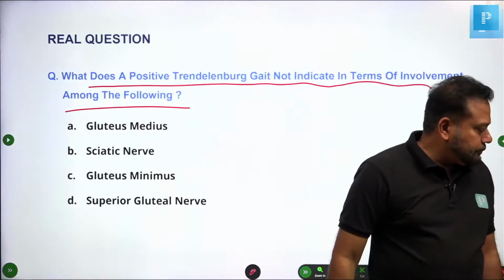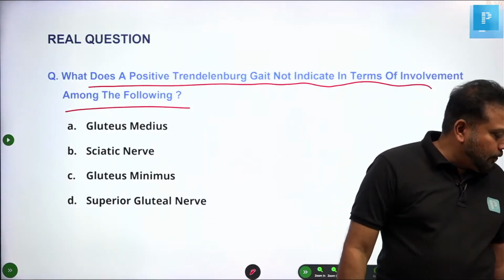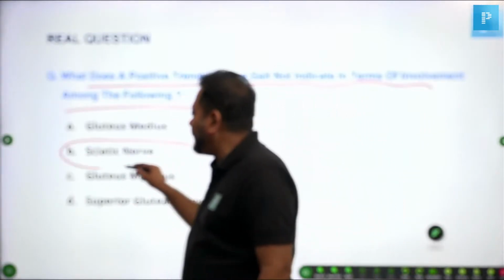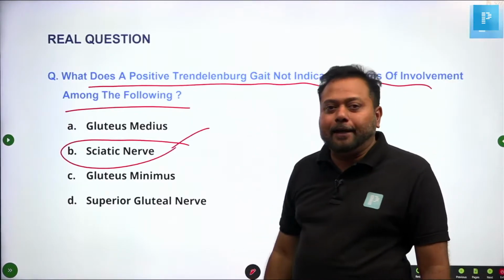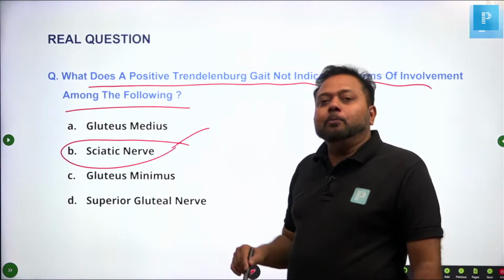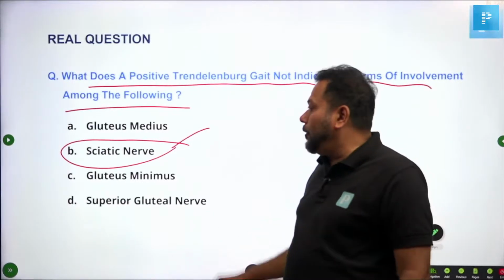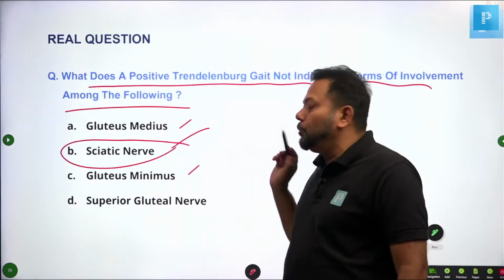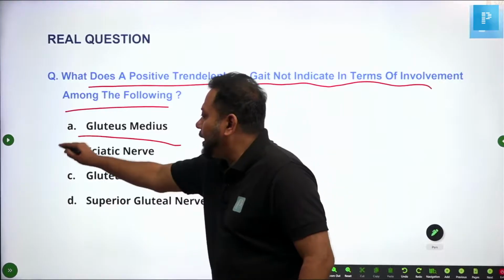Yes. Among the following, what is the answer? Among the following, yes, very good. Most of you have given the answer: among the following, except sciatic nerve. Sciatic nerve causes foot drop. It is a high stepping gait. Trendelenburg gait is because of a defective mechanism of the abductors of the hip. Powerful abductors of the hip are gluteus minimus and gluteus medius. They are supplied by the superior gluteal nerve. So the right answer is except, the answer is sciatic nerve.